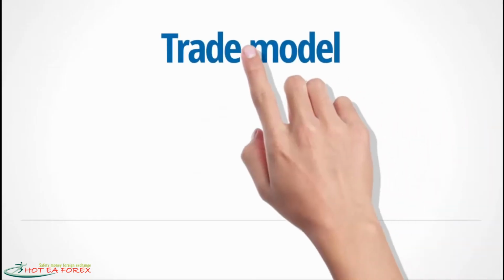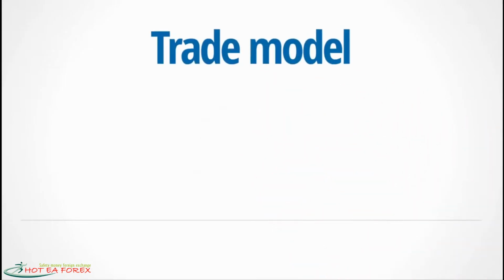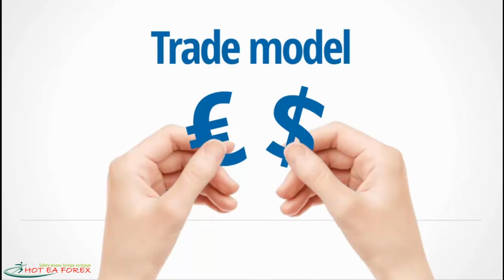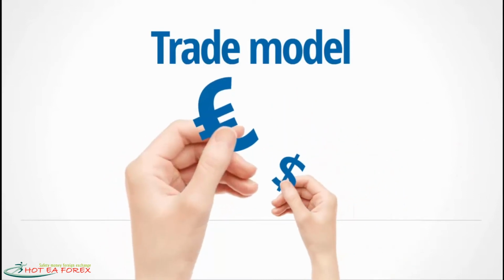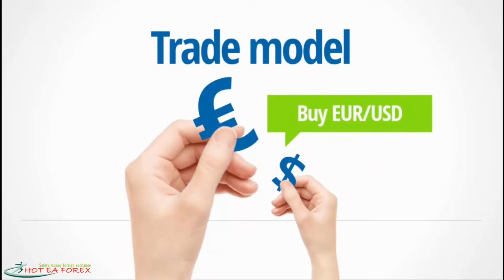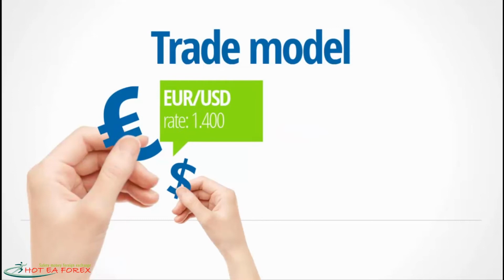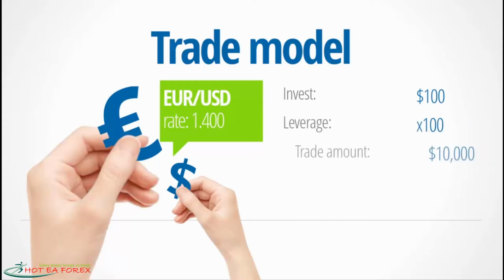Let's look at a trade model. Say you want to open a trade on the euro-US dollar. You think the market will rise and the euro will strengthen, so you decide to buy the euro-US dollar. The rate is 1.4000 and you're willing to invest $100 from your account. You decide on a leverage of 100 times. The amount of the trade will be $10,000. Your margin is 1%.